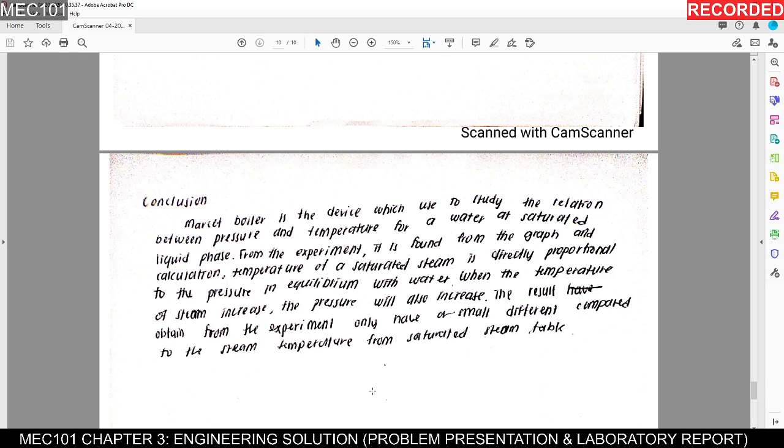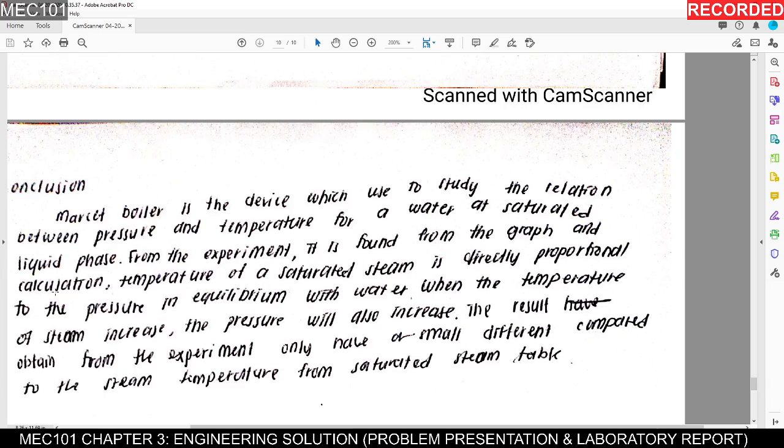Okay, let's see the example here. The Marcet boiler is the device which is used to study, okay, this is a kind of revision, recalling back to the introduction of the experiment. From the experiment, it is found from the graph and calculations that the temperature of saturated steam is directly proportional to the pressure in equilibrium with the water. When the temperature of steam increases, the pressure will also increase.